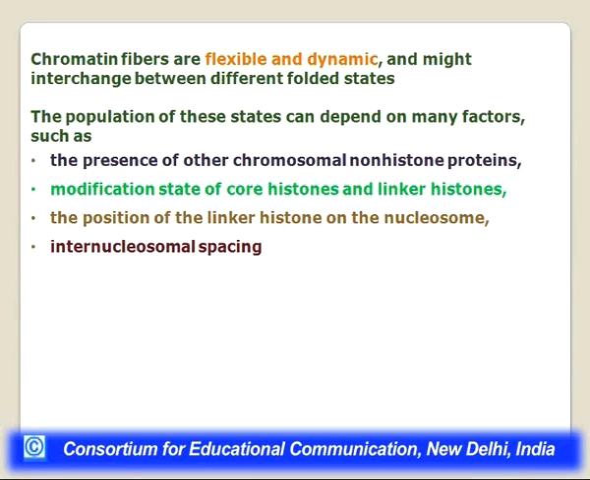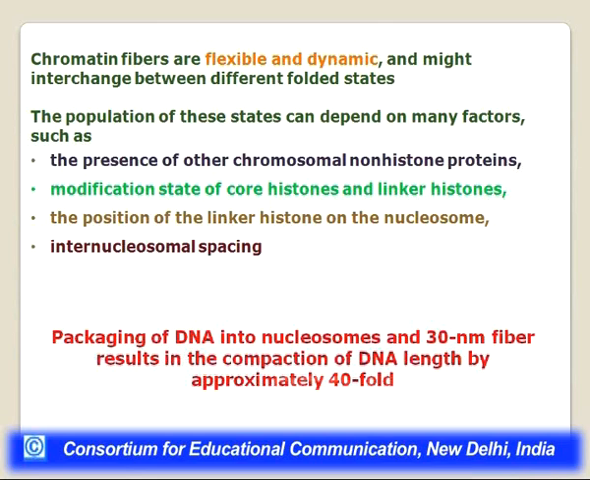The position of the linker histone on the nucleosome also affects the population of what kind of state is there, and then internucleosomal spacing. As I told you, some non-histone proteins can be bound and therefore internucleosomal spacing can be large. Sometimes the internucleosomal spacing can be smaller because of the particular bias towards the AT rich minor groove binding and all those things. Therefore, the chromatin fibers are very flexible and dynamic and might interchange.